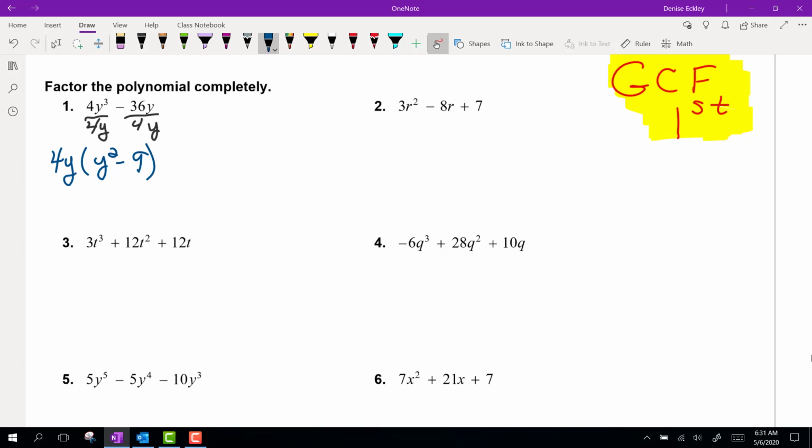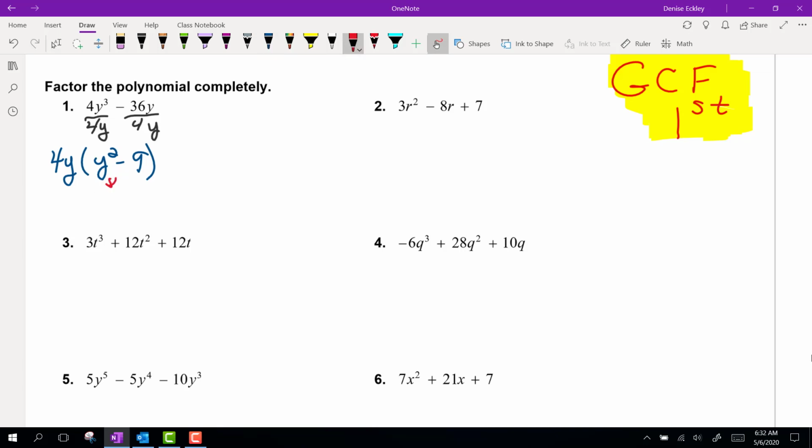Now what I'm going to do is look at what's in parentheses and see if it matches any kind of style that we've done. Does it look like any of the previous factoring we've done? Well, I notice a binomial, and I notice subtraction. So the next phrase that comes into my head is difference of perfect squares. And remember, we can factor a difference of perfect squares into 2 separate binomials, which I have here.